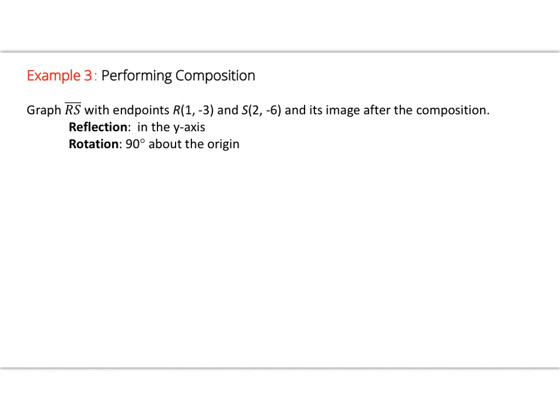So first, we see that we have a reflection, and we're going to reflect in the y-axis. And then we're going to rotate. After we get the resulting figure, we're going to rotate that resulting figure, which should be our first prime figure. We're going to rotate the prime figure 90 degrees about the origin. So take a minute or moment to first plot your pre-image.